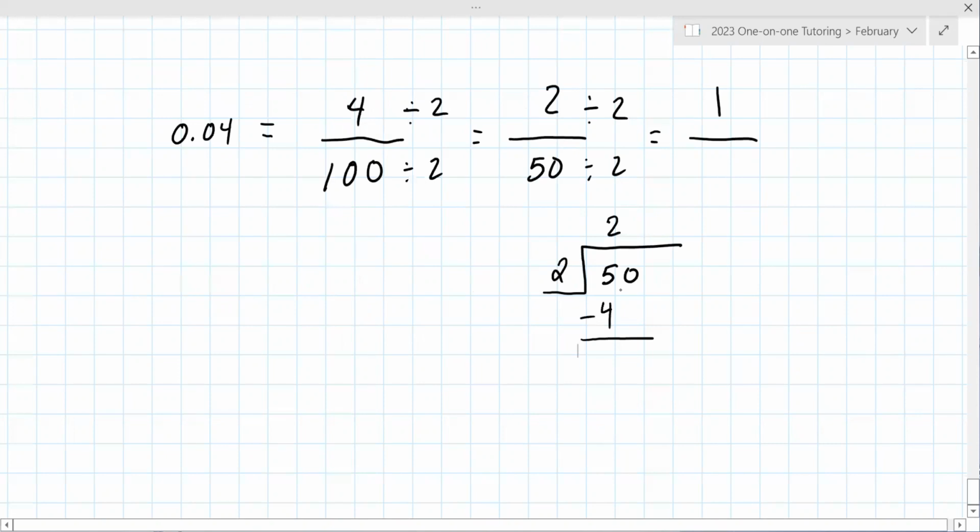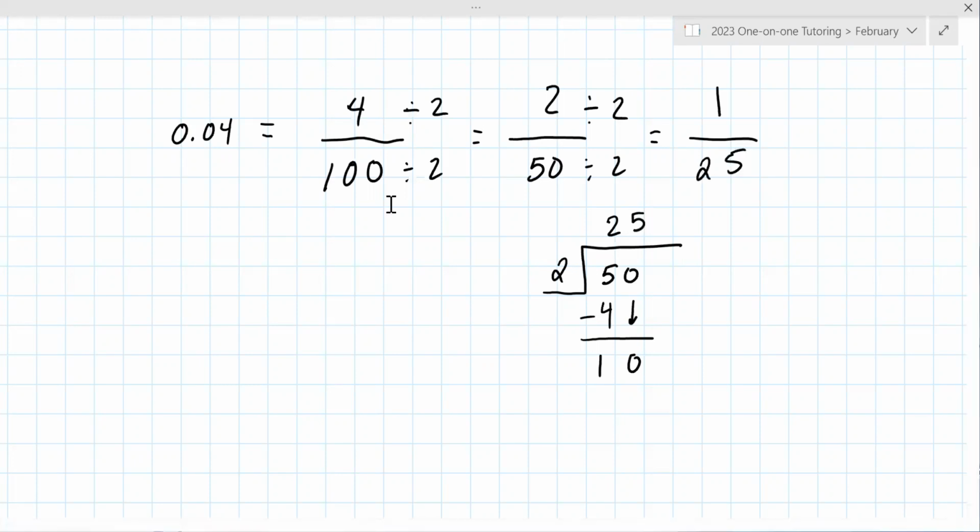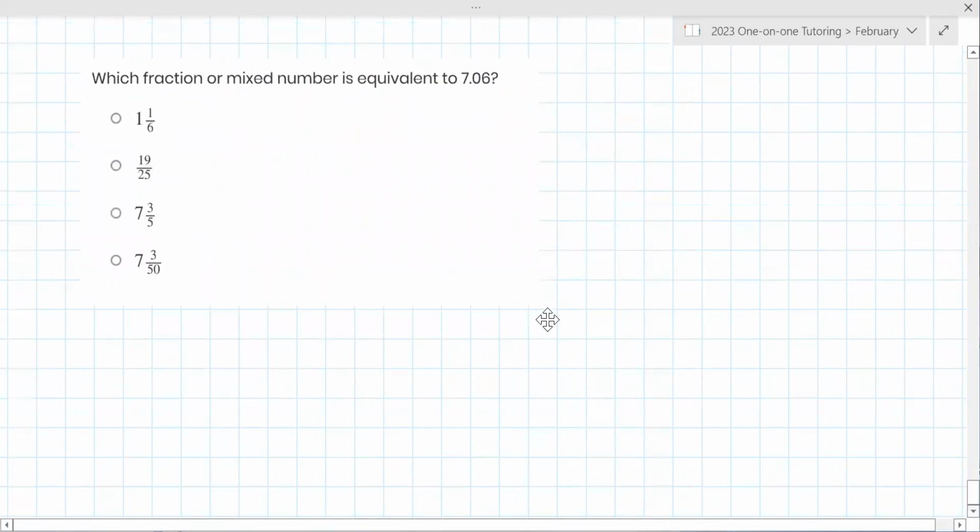So what is 5 minus 4? 1. Bring the 0 down. How many times does 2 go into 10? 5 times. So this becomes 1/25. Any questions on that before we do one of your problems? No. Okay.